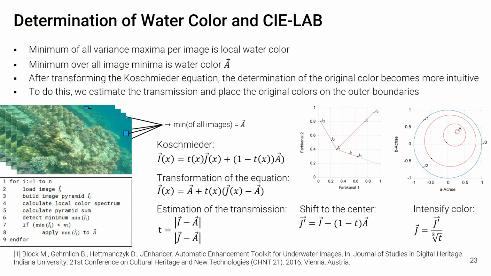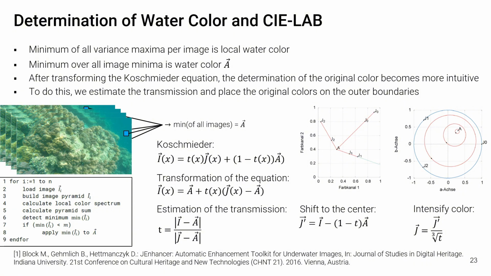To do this, I would like to briefly transform the Koschmieder equation and look at it in CIELAB. With A and B, we have two color channels available in CIELAB. If we now use the watercolor A as the origin vector and assume that J0, J1, and J2 represent three sample pixels in their originally correct original colors, then the real pixels lie on the direction vectors from A to the original colors. The distance then indicates the transmission. Unfortunately, however, neither the original color nor the transmission are known. We can therefore only make estimates here.